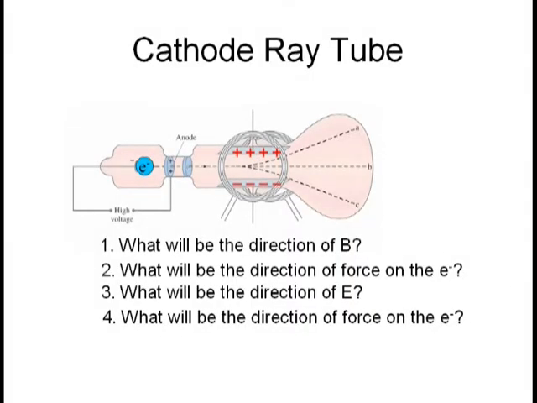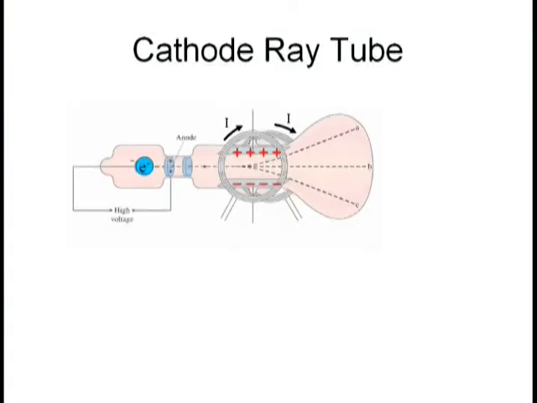Question 4, what is the direction of the force on the electron? As the electron goes through this electric field, it's also going to feel a force. It's going to be attracted towards the positive and repelled from the negative, so it will have a net upward force on it. So as it goes through, it gets bent upwards. So if I turn both of these on at the same time and get them balanced out just right, our electron goes right through the center.